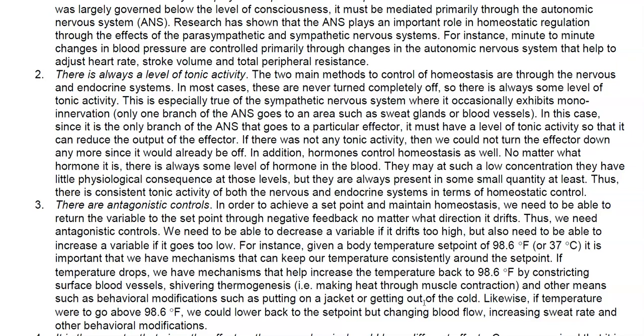But the tonic activity tells us there's always some level, but that level may not be high enough to have an effect. You see the same thing with stimulation of neurons to various parts of the brain. There's always some sort of tonic activity. And that allows us, especially if there's only one branch that goes there, if you only have mono-innervation instead of dual innervation, then having tonic control allows you to be able to change those levels a little more.